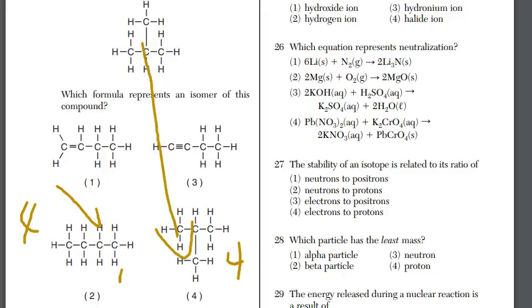This is just the flip of that. When molecules are flipped, either top and bottom or side to side, that's not an isomer. That's not a rearrangement of the atoms. That's just the same molecule drawn differently. So the answer is choice 2.